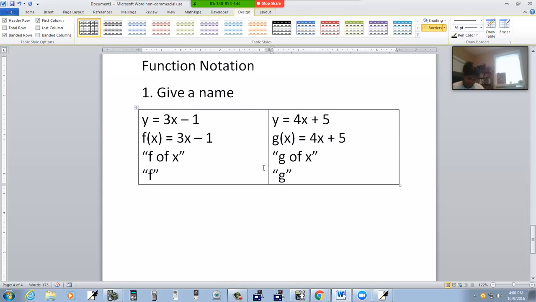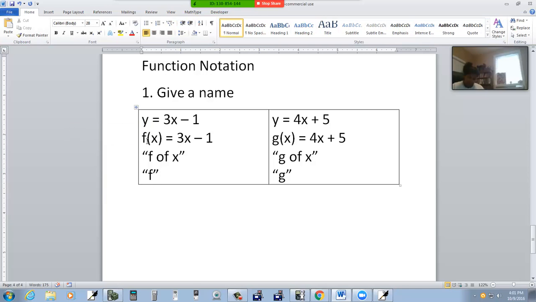Now, our function notation is interchangeable with y. So if you have a y there and you want to put function notation, that's fine. If you have function notation and you want to go back and put the y, that's fine. There's no mathematical meaning there. That does not mean f times x. That is strictly just giving it a name.